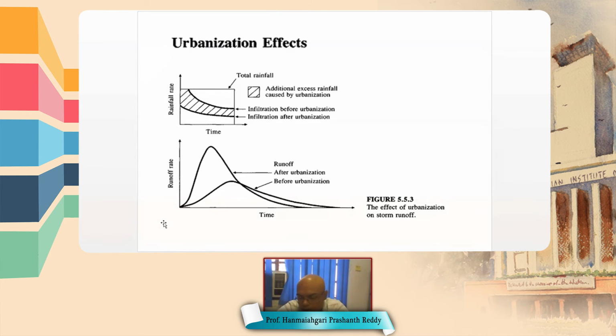Nowadays we call this kind of quick peak hydrograph a flash flood. We call them flash floods because within no time, even for a small rainfall, runoff volume is quite high. That we can see in many areas, many cities. Even for a small rainfall, there is flooding in many areas. That is because of urbanization.